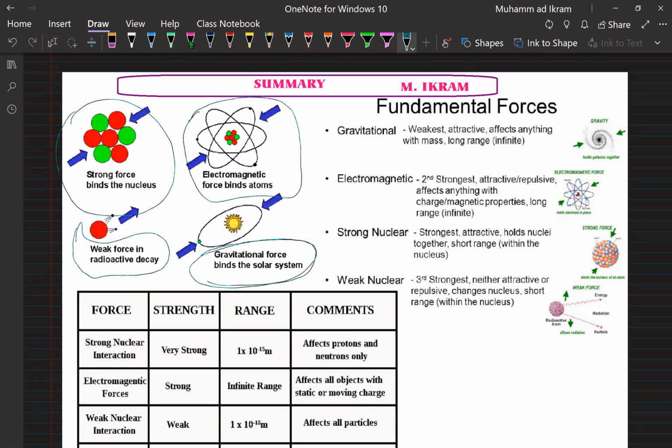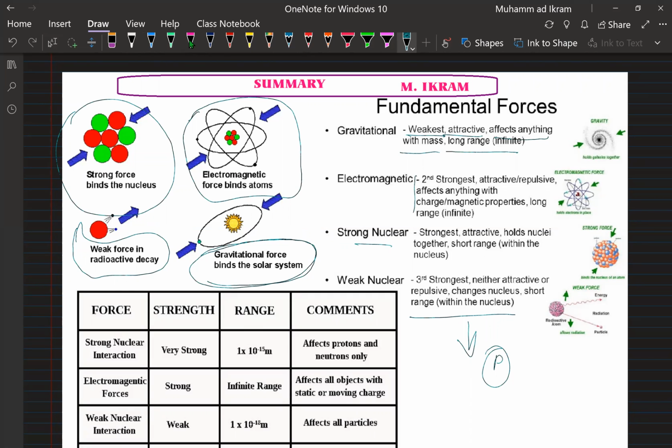The gravitational force, as I told, is weakest, attractive, affects anything with mass, and is long range. Electromagnetic force: strongest, attractive and repulsive, affects things with charge and magnetic properties, long range. Strong nuclear force: strong, attractive, holds nuclei together, short range. Weak nuclear force: the third strongest, neither attractive nor repulsive, changes the nucleus, short range within the nucleus, as I told.